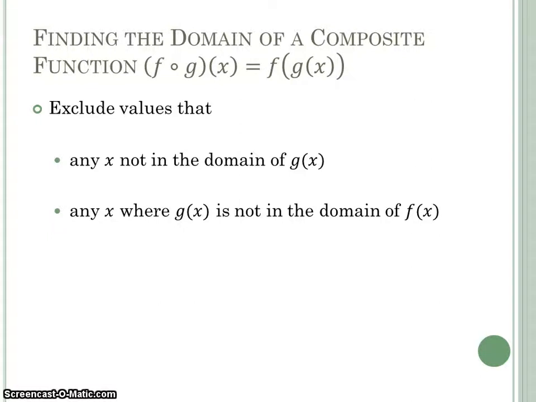So it's really easy to forget about that second component. So make sure first you look for what's going to screw up just g of x, and then what values from g of x could screw up your new combination.